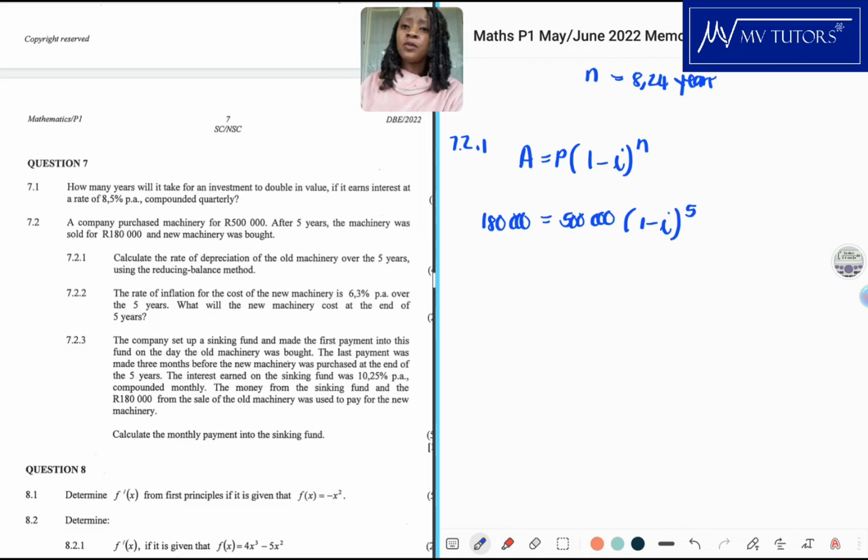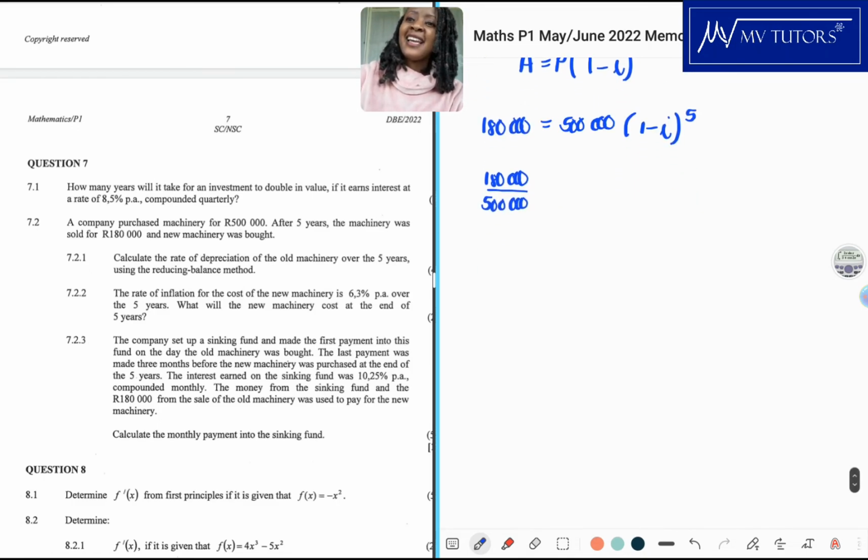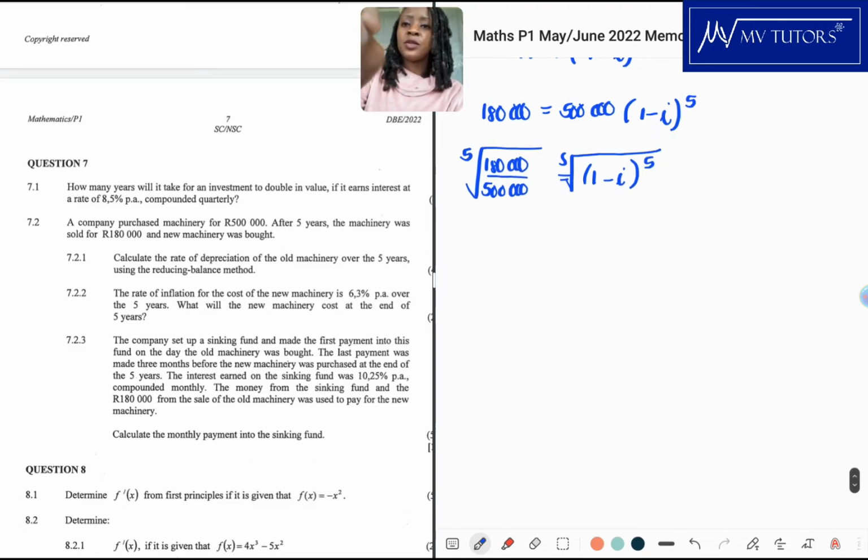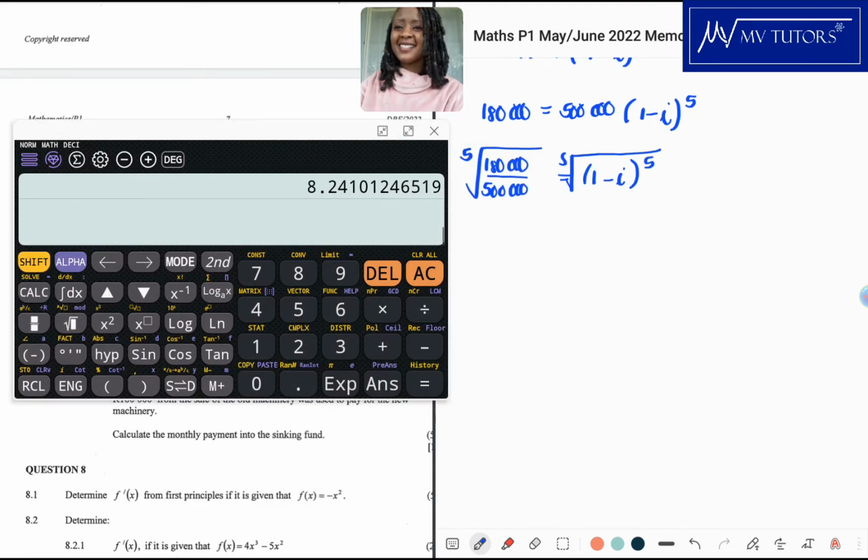Okay, so we can solve for I. So I'm just going to say 180 divided by 500,000. Okay, and then it'll be 1 minus I to the power 5. So I'm going to get rid of that power 5 by doing this. Okay, so let's see what that value is. I wanted to do some more, but let's just do what we can with what we have.